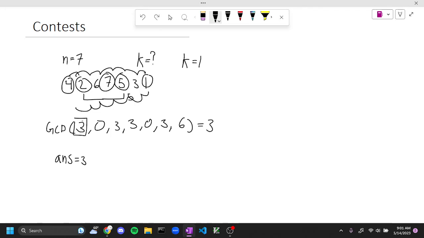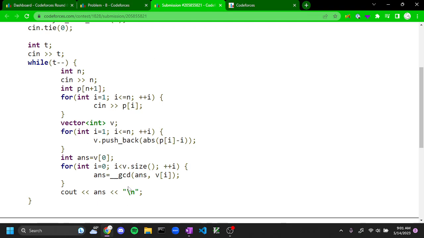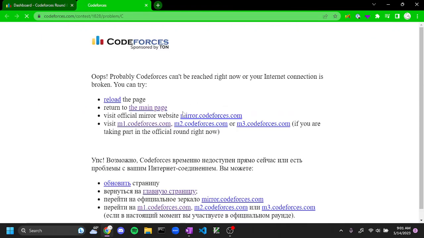And then I loop through all the GCDs, or all the elements of vector v, and then calculate the GCD of it using the GCD function, and then I output answer. Okay. Moving on to question C.